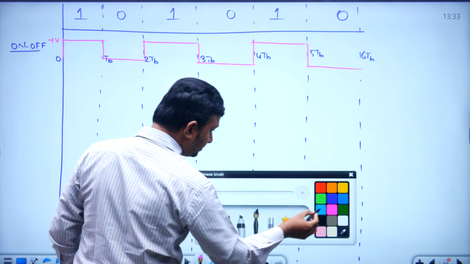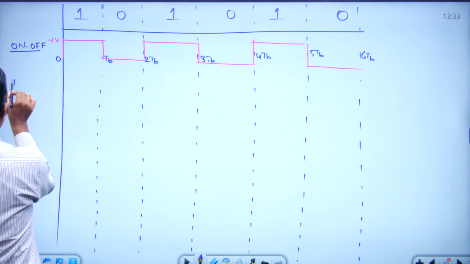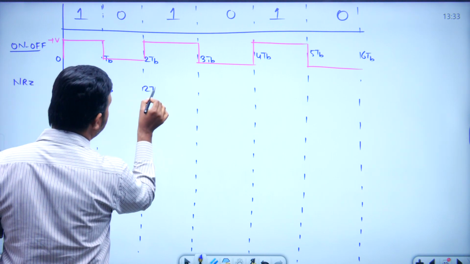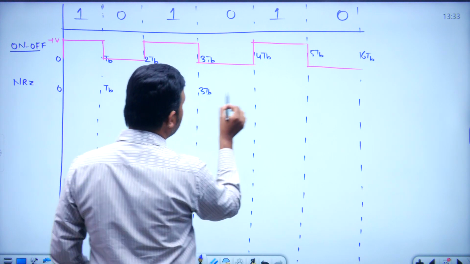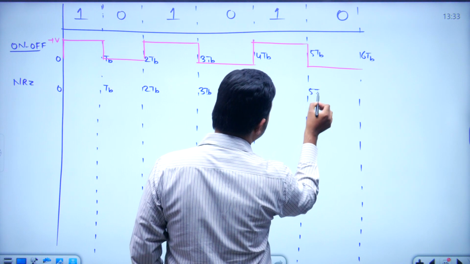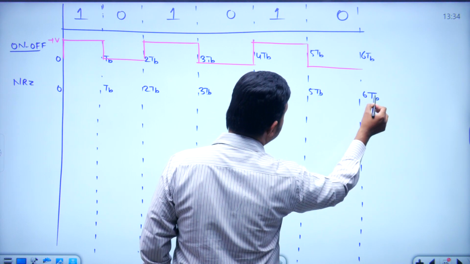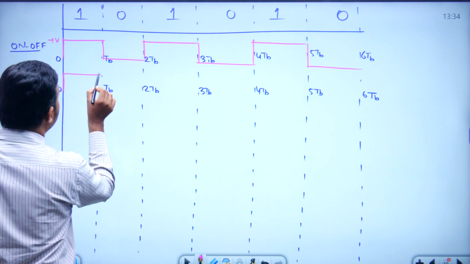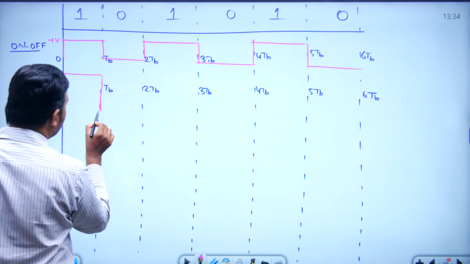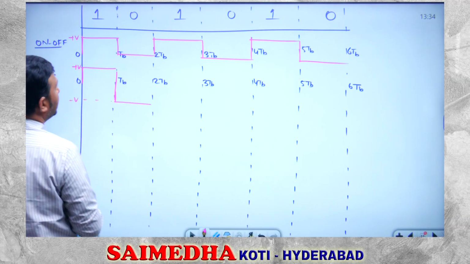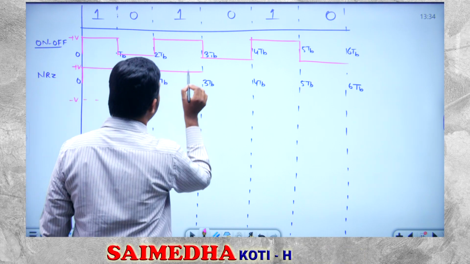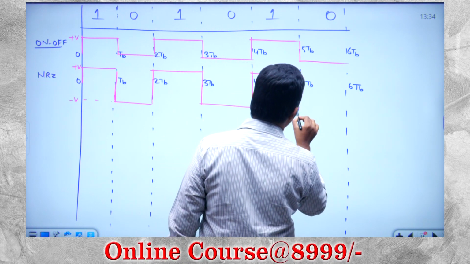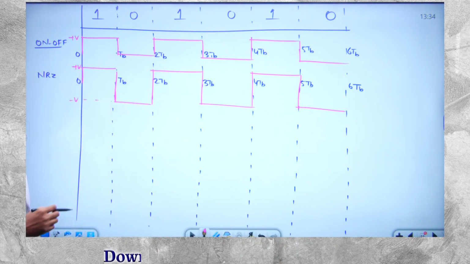Next is non-return to 0, or bipolar signaling. 1 means this kind of rectangular pulse at plus V, and 0 means an inverted rectangular pulse at minus V. Again 1 means this rectangular pulse, 0 means this one, 1 means this one, 0 means this one. This is non-return to 0.